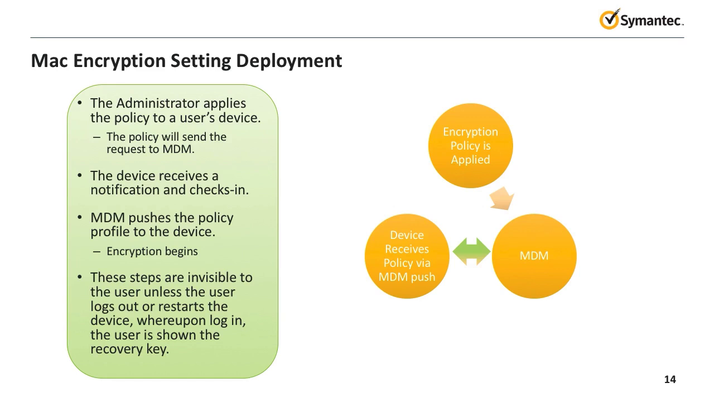The following is an overview of the process for Mac encryption deployment. Once the administrator applies an encryption policy to a user's device, the policy sends the request to MDM, which is a notification and management mechanism for the Mac device client. The device receives a notification and checks in with the management server. The encryption policy is then pushed to the device client via MDM, which starts encryption. The device client then sends the recovery key to the server for safekeeping.